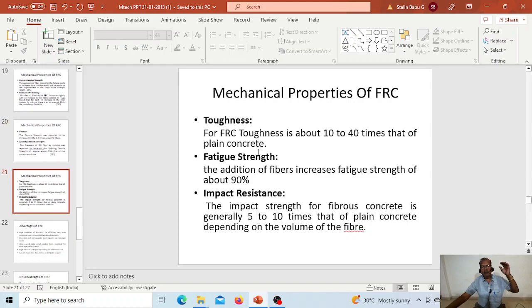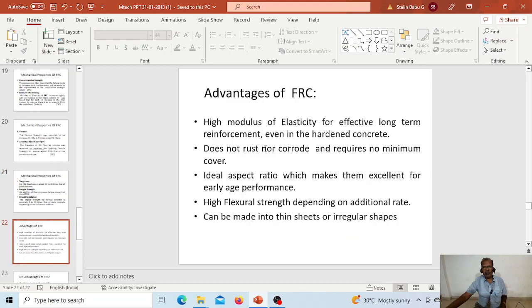Toughness. For FRC, toughness is about 10 to 40 times that of plain concrete. Fatigue strength: it is a break-even point at a fatigue strength of about 90%. When you add fibers to the concrete, the fatigue strength is about 90%. Impact resistance: the impact strength for fiber concrete is generally 5 to 10 times that of plain concrete, depending on the volume of the fiber.